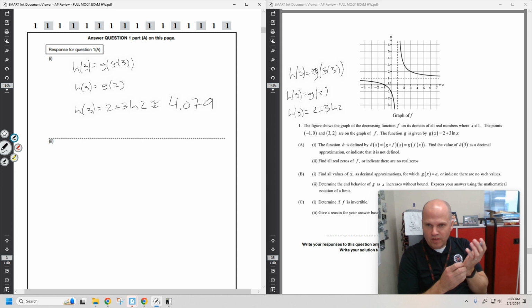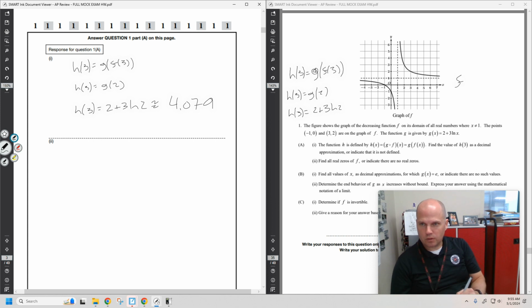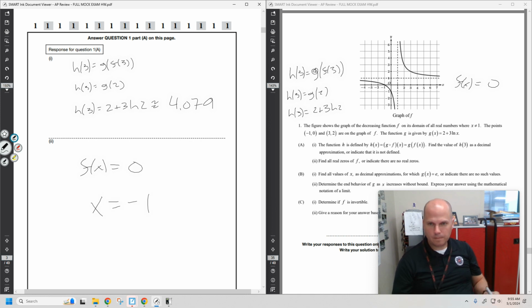Find all zeros of f or indicate there are no real zeros. Okay, so the zeros are when f equals 0. So f of x equals 0. F of x equals 0 at x equals -1. Done.